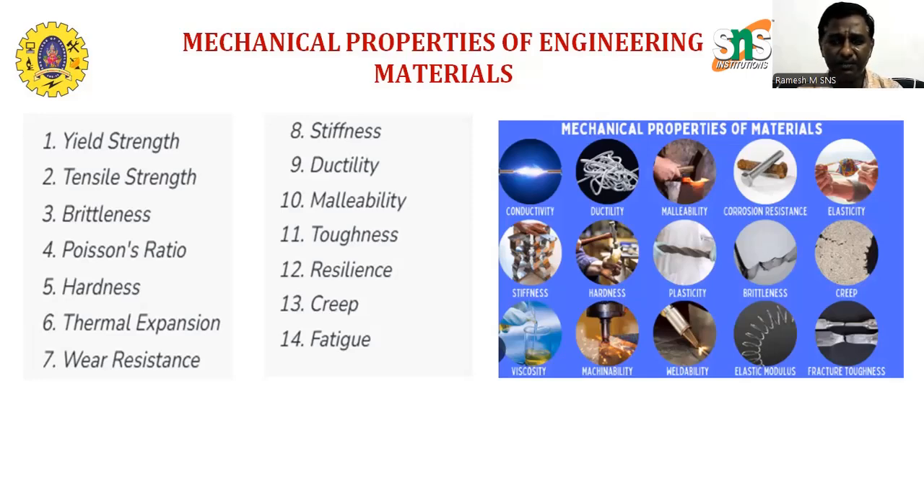The next property is malleability. It is the ability of a material to be hammered or rolled into thin sheets without breaking. This property is crucial for sheet metal forming and it is different from ductility. Gold, aluminum, and lead are examples of malleable materials.